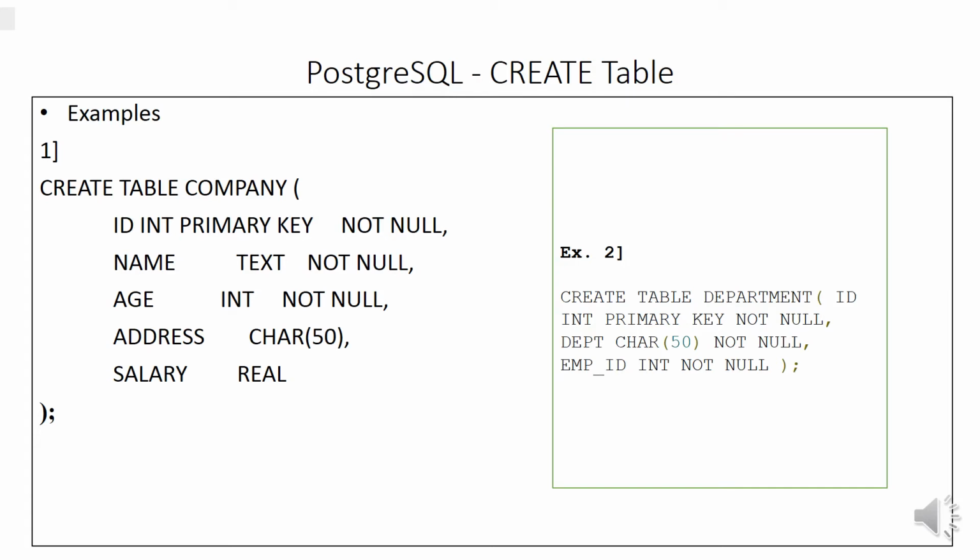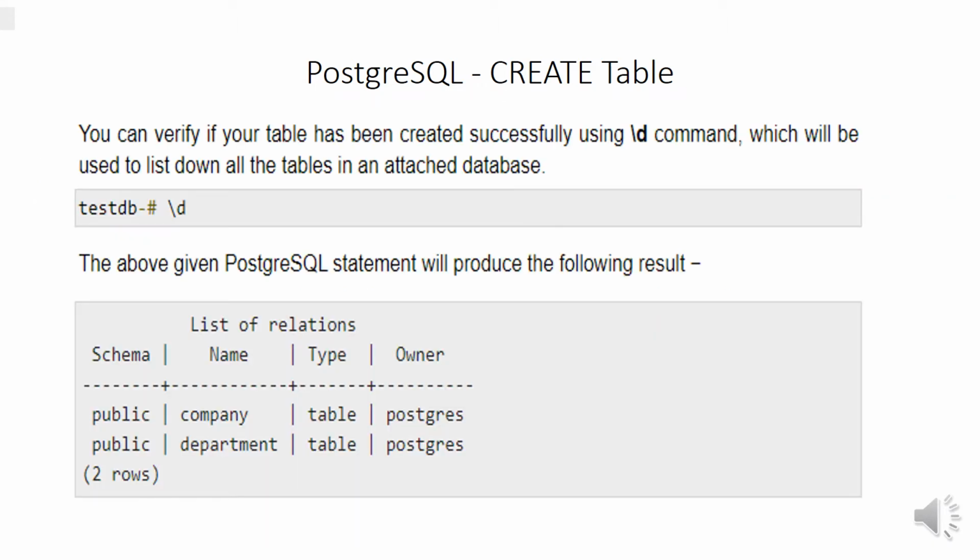Employee ID means what? These are the three fields we will create in the department table. Students, you can verify your table, meaning how many tables you have created in a specific database. To see the listing of those tables, we require the \d command. So we have to see the created tables in the database successfully: testdb=# \d.